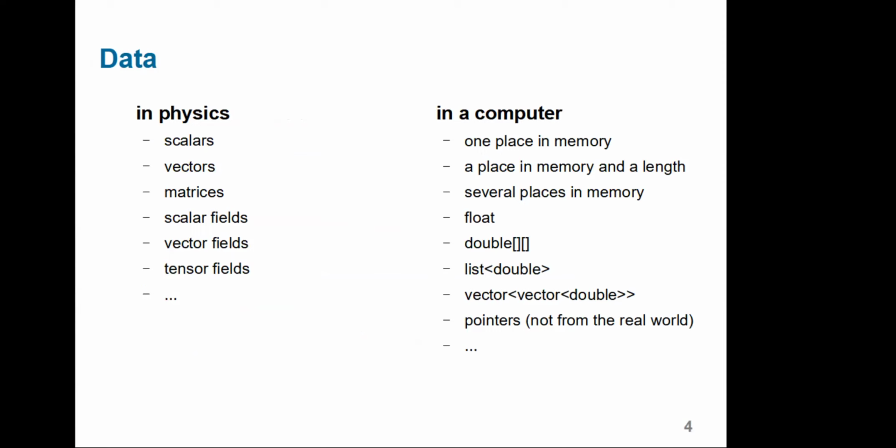As I said, we are manipulating numbers in the memory of the computer, and those numbers are abstract representations of some real-world objects or elements. Specifically in physics, we manipulate scalars, vectors, matrices, scalar fields, vector fields, and tensor fields. In a computer, we can represent a scalar as a single number, a small piece of memory. A vector can be defined as a starting place in the computer's memory and the length, how many elements from that starting point I can take, or as several places in memory. The vector doesn't necessarily need to be stored as a continuous piece of memory.